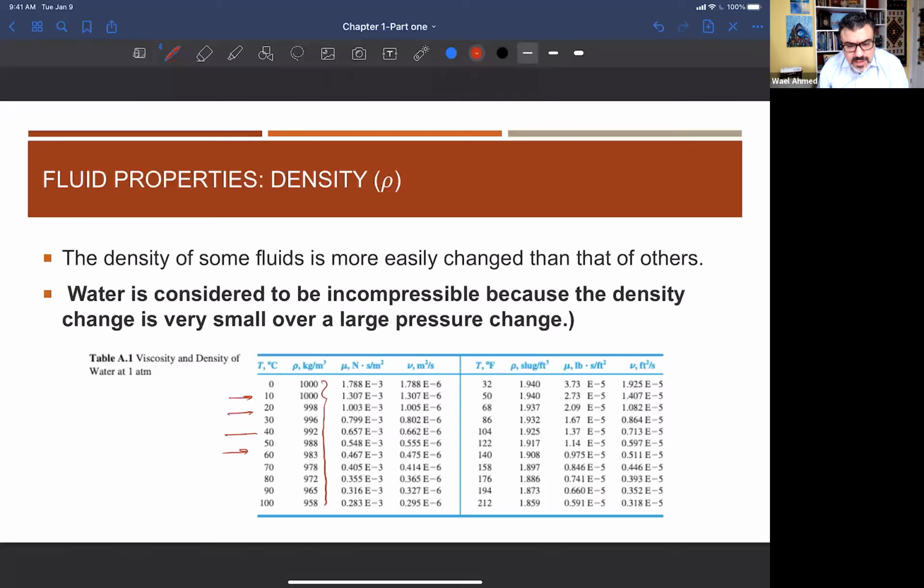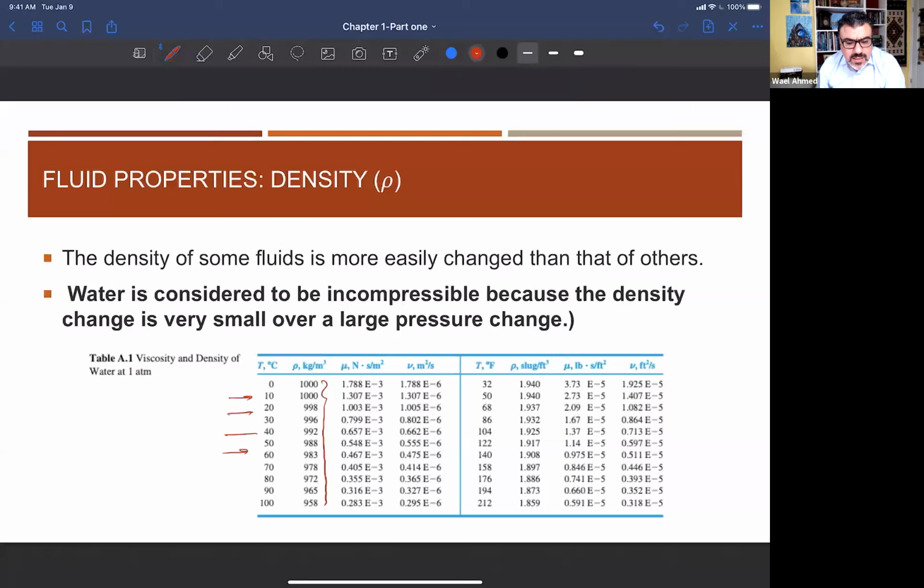You go up to 10 degrees, it's still 1,000. You increase the temperature to 20 degrees, and you will see a slight change in the density, 998. You keep changing the temperature, and the density keeps changing as well. The density is decreasing. And this is what explains what I was talking about, the ocean or the sea level: the layer of fluid at the top part of the ocean will have a higher temperature. That's why there are circulations all the time, the hot water going to the top and the cold water going to the bottom, even though it is the same fluid, water. So you will see some number changes here, but for liquids, these numbers change only slightly.